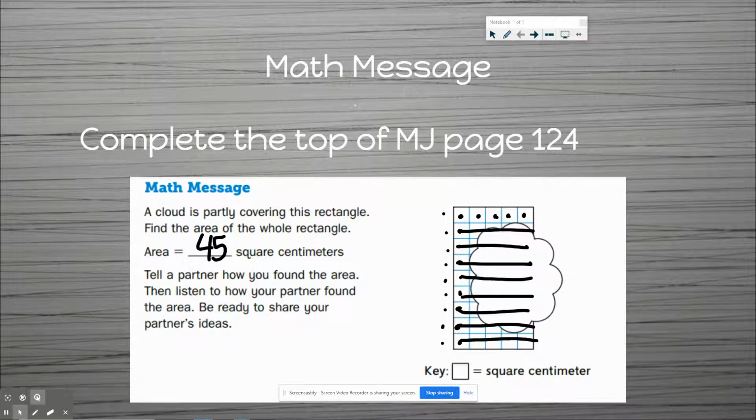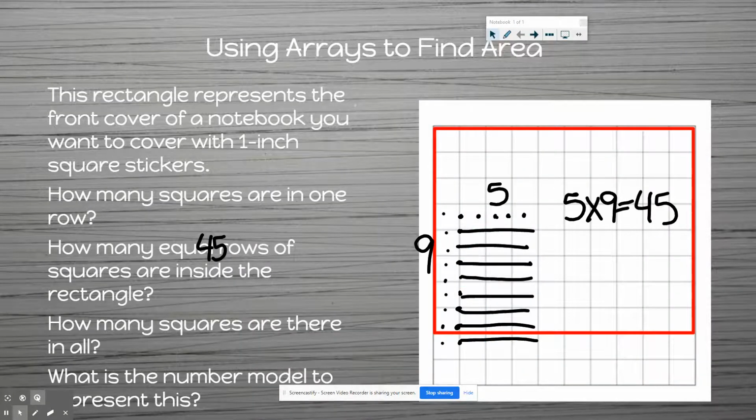What we're going to be working on today is thinking about number models. So if I were to have drawn this as an array, I can see that I have 5 on this side and going now down 9. So my number model would be 5 times 9 equals 45. We're going to be using this to help us to find the area of other rectangles.